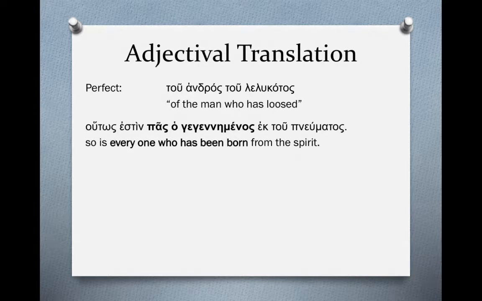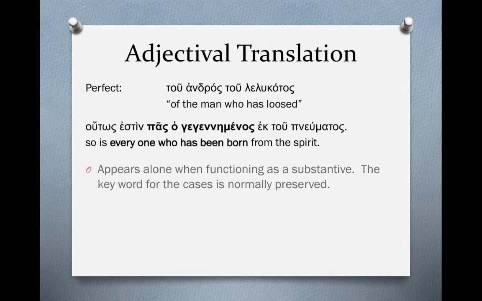Here's an example from the scriptures. So is pas ha gegenemenos ek tu numathos. So is everyone from pas ha gegenemenos, who has been born from the Spirit. So gegenemenos is masculine nominative singular, and that corresponds to pas, which is the same, and they're working together here.